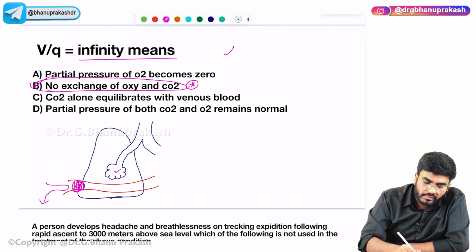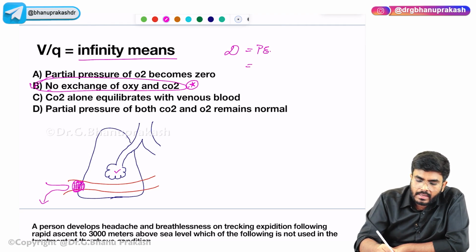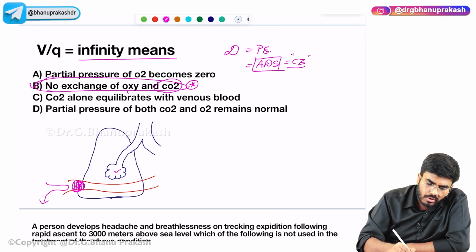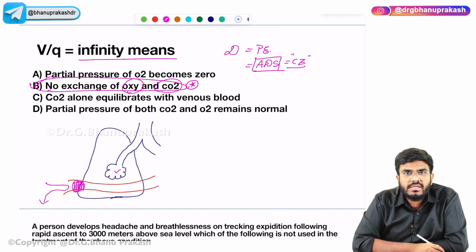I have told you V by Q is infinity in two conditions. One is pulmonary embolism and the other is anatomical dead space. You know already anatomical dead space is also called the conducting zone. In the conducting zone, is there any gas exchange? No gas exchange, no oxygen and carbon dioxide exchange.